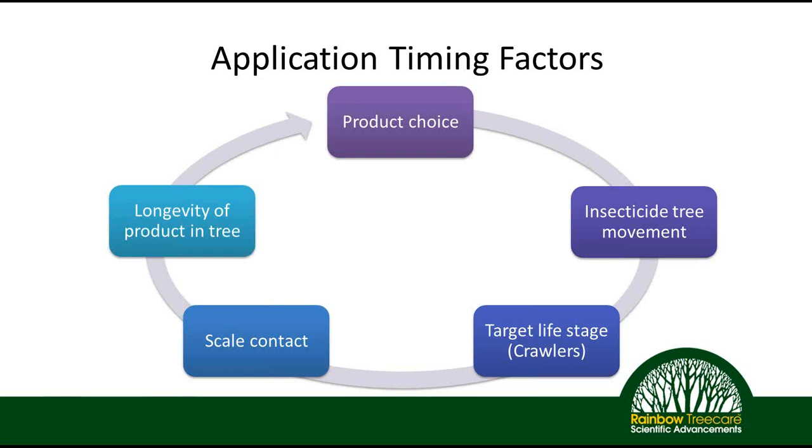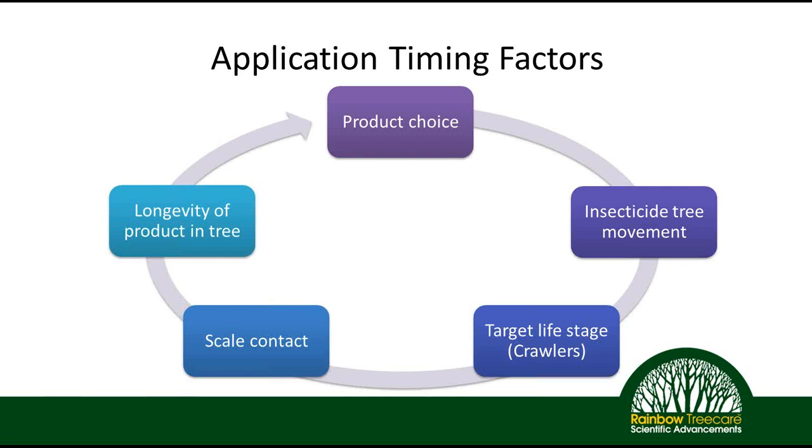And then there's the timing issue. Scales are a weird insect because they're very difficult to control, because not all life stages are susceptible to a particular insecticide. I'm talking specifically for scale insects about the adult life stages and some of the egg life stages. Really, the only life stage that is susceptible to most insecticides is the crawler life stage. That's the nymphal stage. That's when the immature insects are moving about and feeding. And you really need the insecticide to be in the tree or on the tree in time to target that crawler life stage.